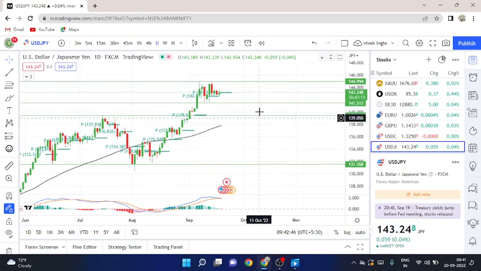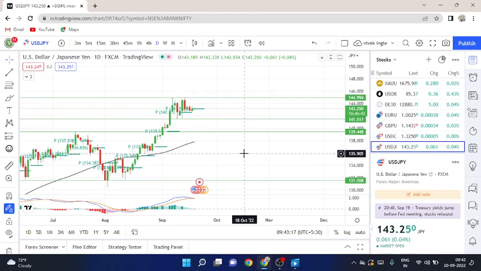And if it breaks this level, which is the last swing of this high, near about 141.5, if this pair breaks this 141.5, we will go for short, and our first target will be 139.5, and second target will be 131.5.